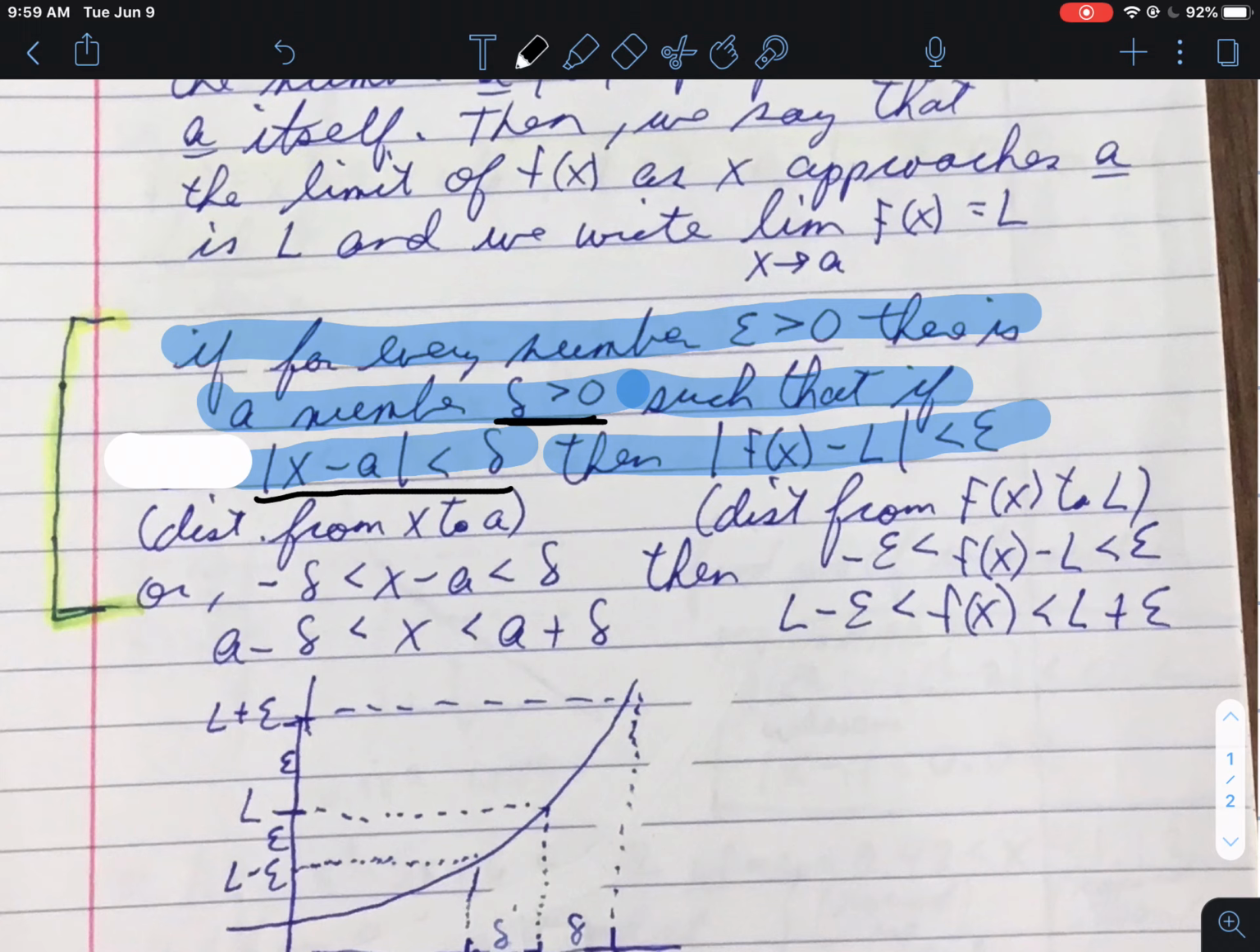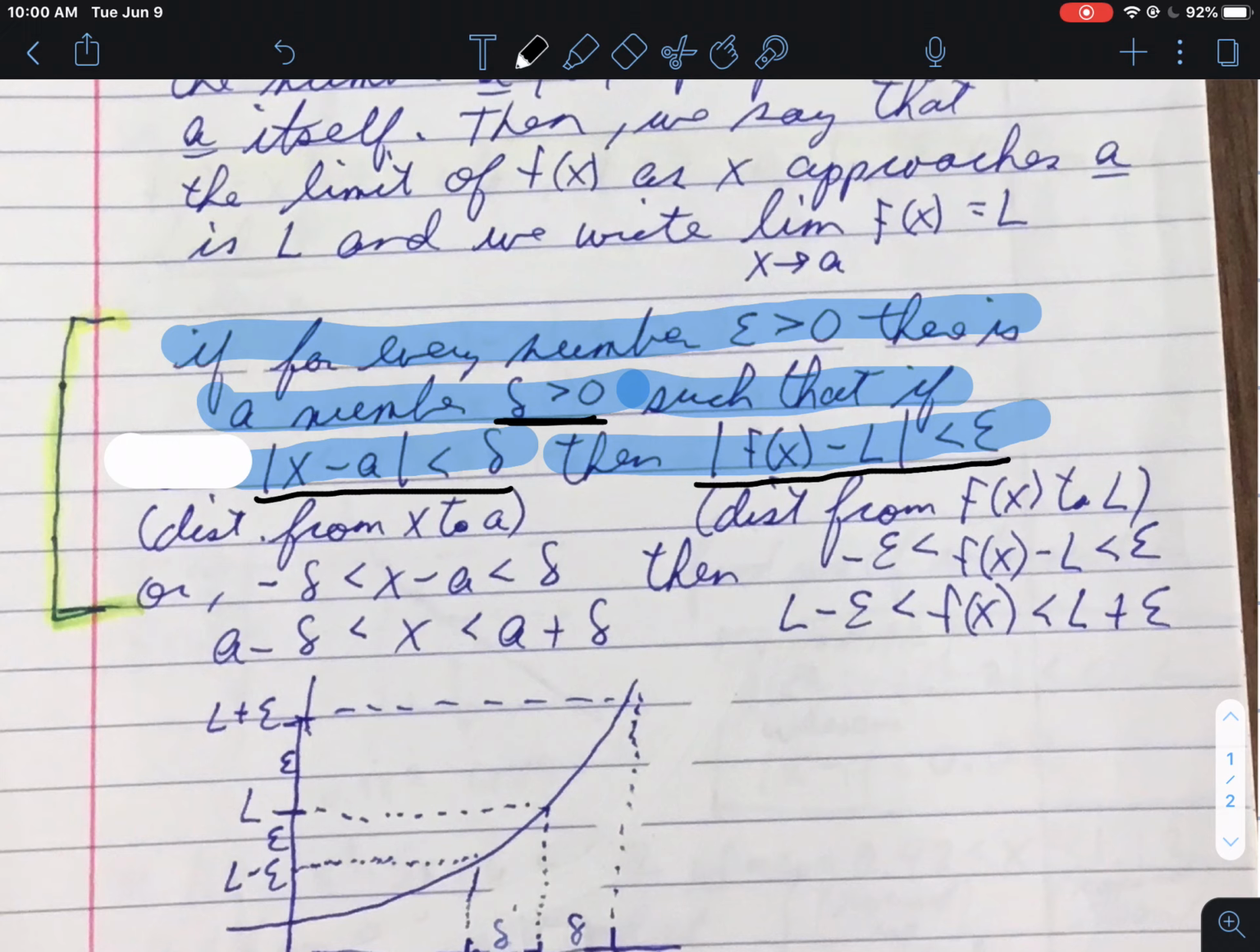So in order to ensure that we have a positive value for the distance between those 2 points, we put the absolute value on it. Right? So that's the reason for absolute value here. It's used to calculate distance. It also ensures that that value is positive. So we're saying that if the distance between x and a is less than delta, then the distance between f of x and L is less than some epsilon value.